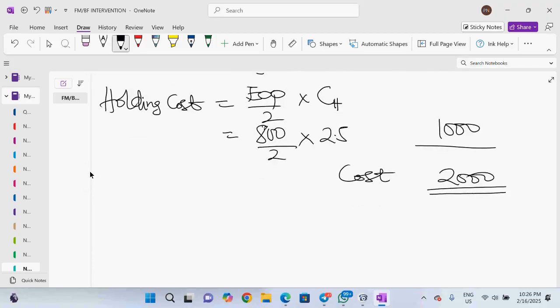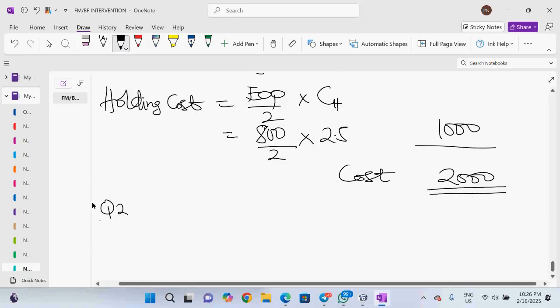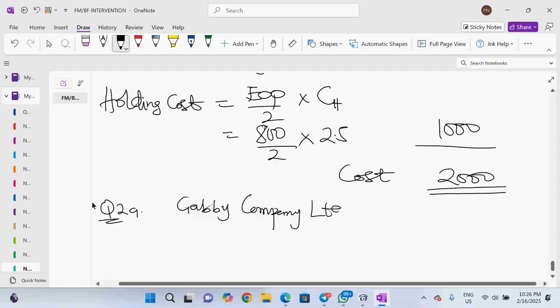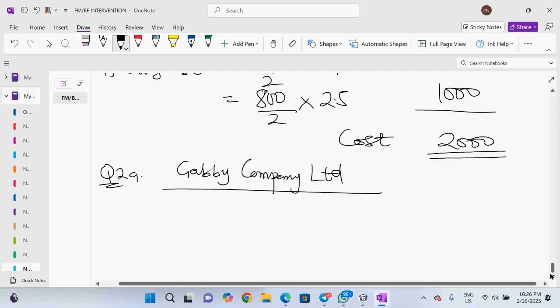So now, this is for Gabby Company Limited. Question 2A. Gabby Company Limited. Before that, let's list the items that we need, to make it easier for us.